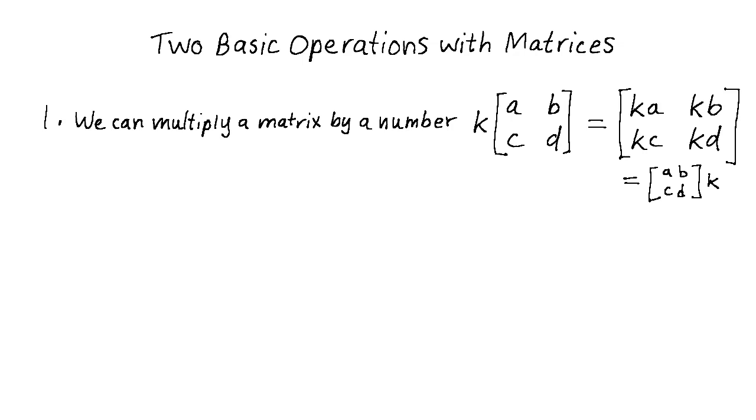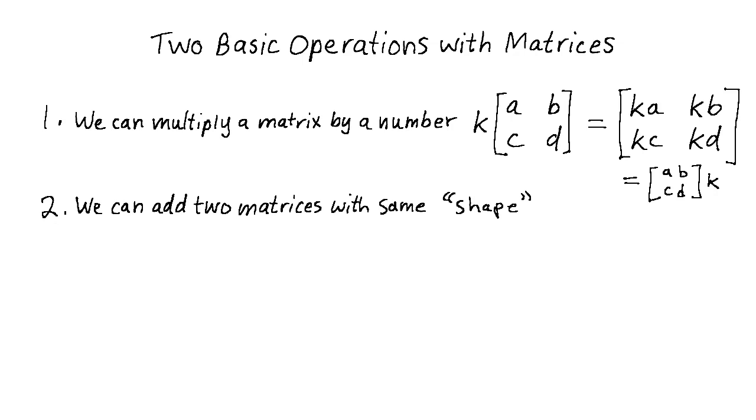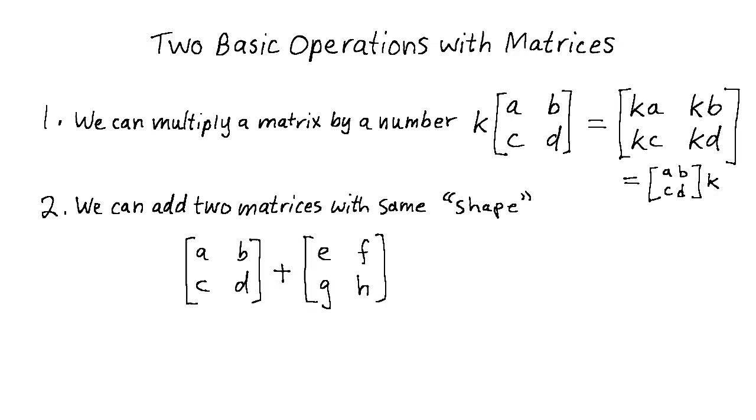The second point I want to make is that we can add two matrices provided they have the same shape, that is, the same numbers of rows and columns. And when two matrices have the same shape, we add them simply by summing their corresponding entries. As an example, consider the task of adding the matrix ABCD to the matrix EFGH. Since these matrices have the same shape, we're good to go, and in this case, their sum is a matrix whose entries are A plus E, B plus F, and so on.